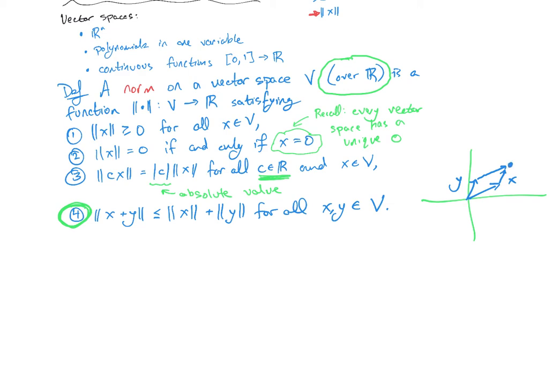So our vector x plus y is that one. Okay. And now the fourth axiom for norms is telling us that the length of the vector x plus y is at most the length of the vector x plus the length of the vector y. So in this setting, that's telling us the length of the hypotenuse is at most the sum of the lengths of the sides.